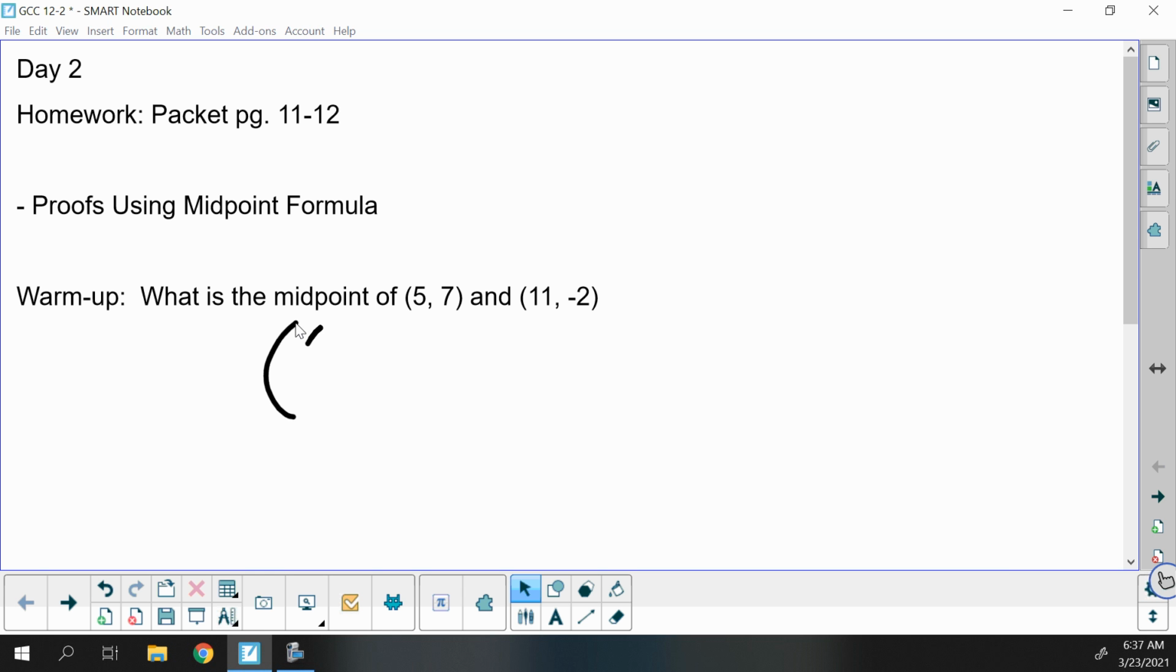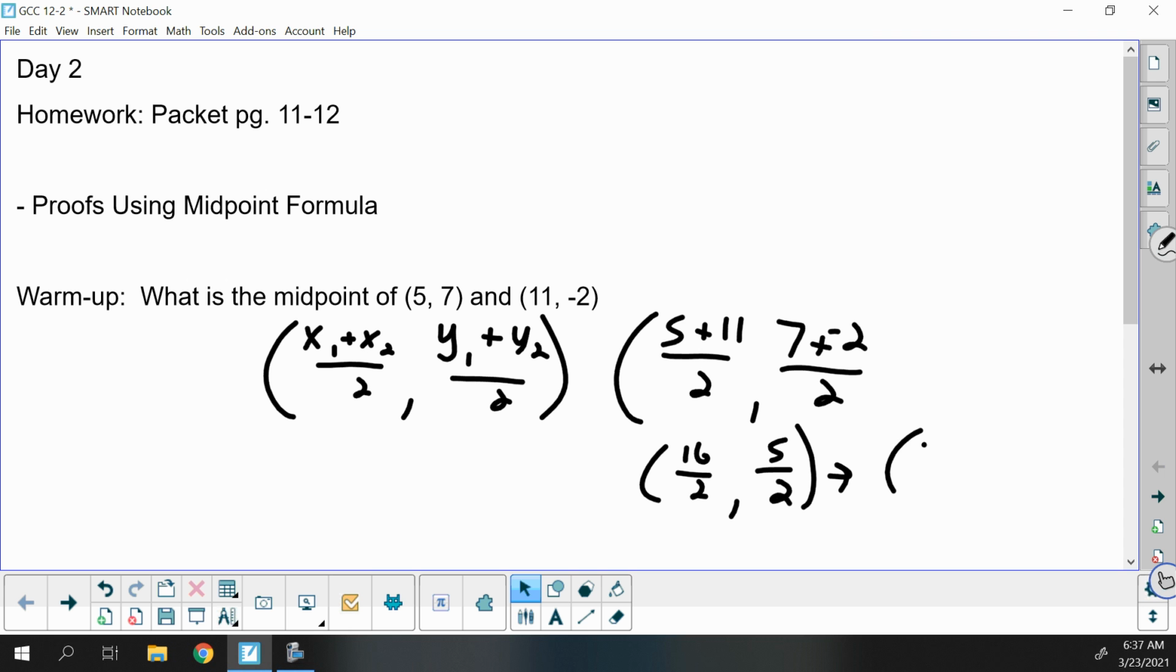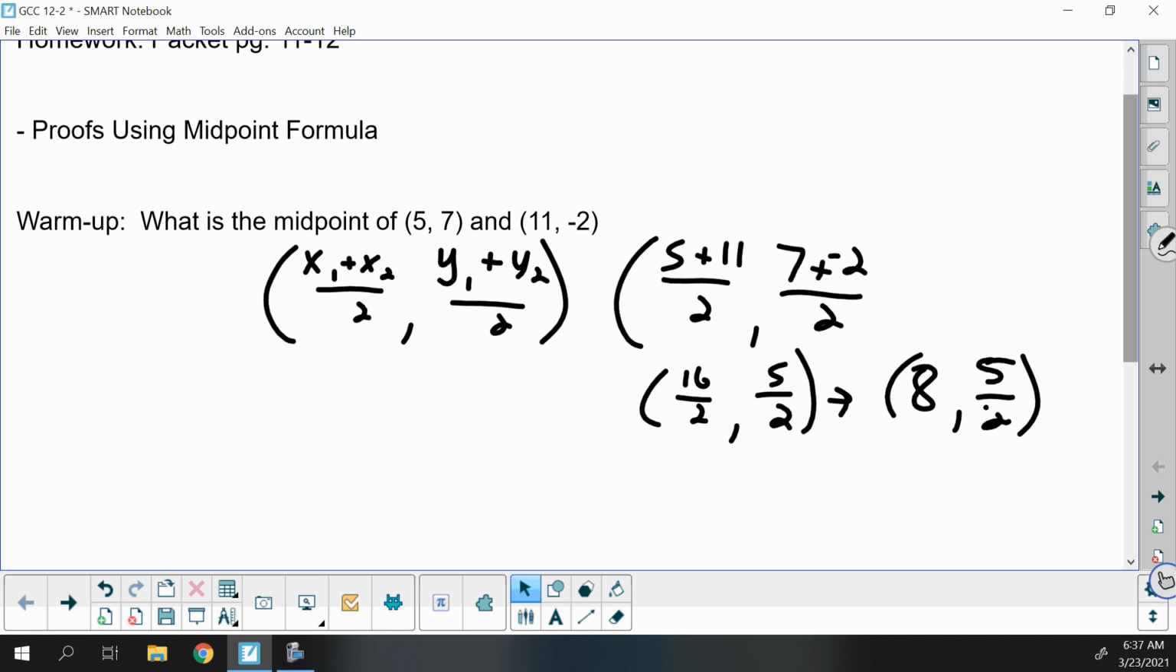So our midpoint formula, we've got x1 plus x2 over 2, our average of our x's, y1 plus y2 over 2, the average of our y's. So for us, we would have 5 plus 11 over 2, comma 7 plus negative 2 over 2. 5 plus 11, that'll give us 16 over 2. 7 plus the negative 2 will give us 5 over 2. So you could have either 8 comma 5 halves or 8 comma 2.5. Either of those answers would be fine.